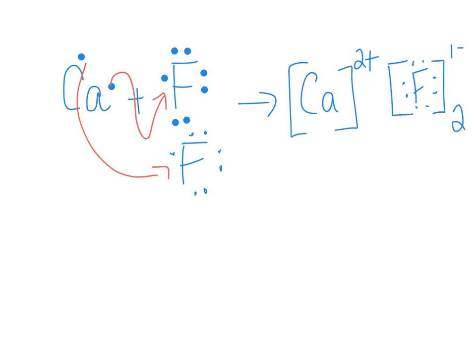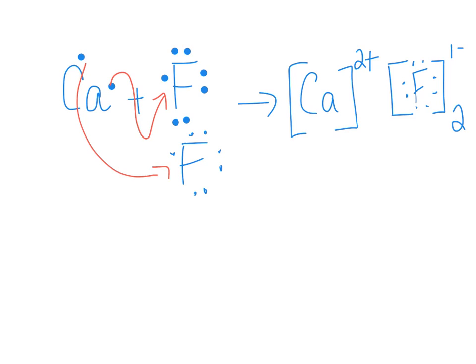calcium fluoride, CaF2. Crystal lattice, so there's a regular arrangement of ions in 3 dimensions, and they form a very organized lattice structure, so repeating units in all directions.